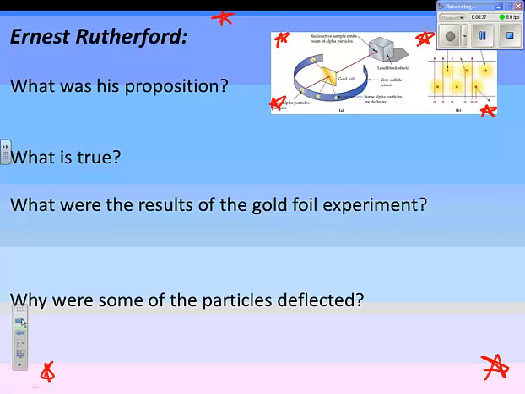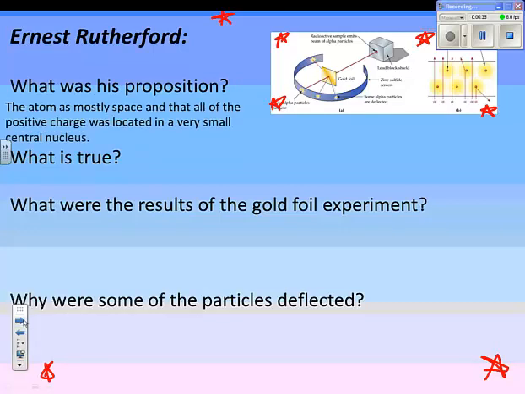Okay, so what was Ernest Rutherford's proposition? He said that the atom is mostly space, and that all of the positive charge is located in a very small central nucleus. So what he's saying is that Thomson's plum pudding model was wrong. We already know that this is true because I already told you it was true in the last slide.